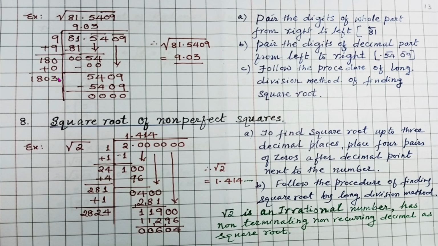Now I have chosen a digit 3, so that when I multiply 1803 by 3, I get a number less than or equal to 5409. Here I have got the number 5409. Subtract it, we get the remainder as 0. Therefore, square root of 81.5409 is 9.03, and that is the procedure of finding out the square root of decimal numbers by the long division method.